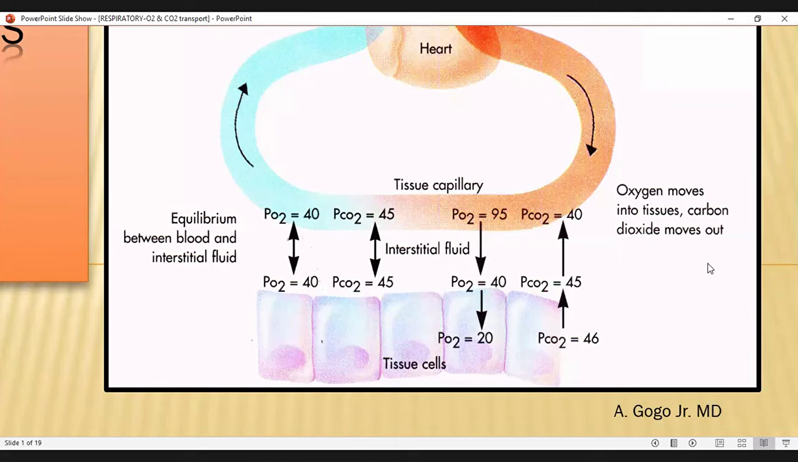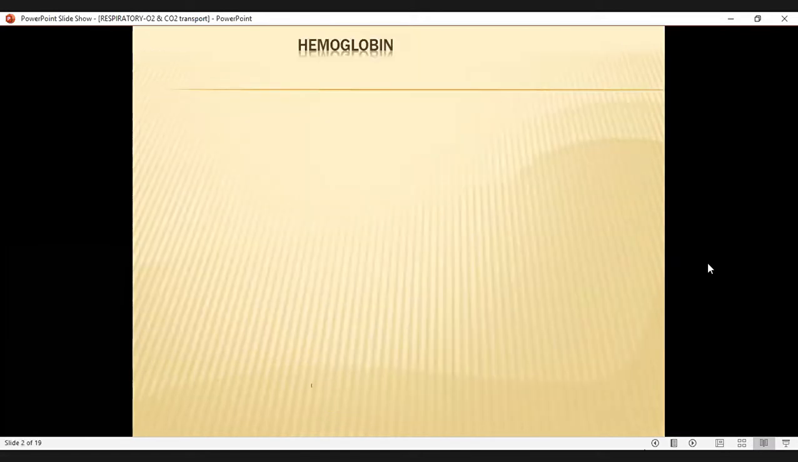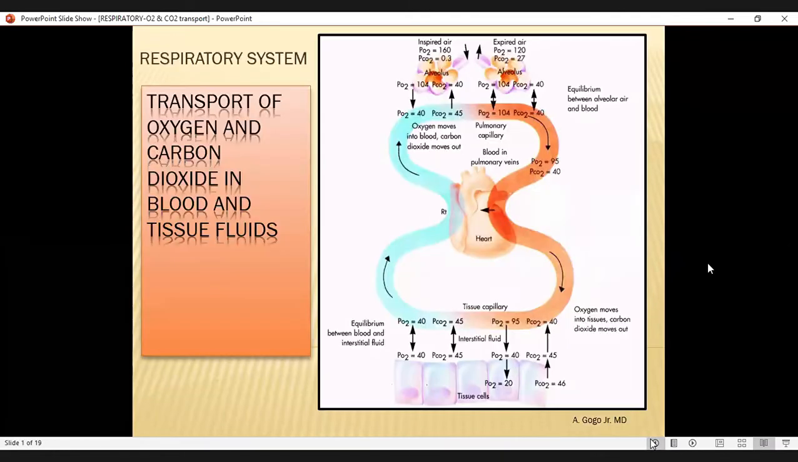Okay, your PO2 from the tissue cells is already... because this is the amount of carbon dioxide that the cells will produce. And this 45 will travel towards the heart and towards the lungs, right atrium to the right ventricle and towards the heart. Okay?